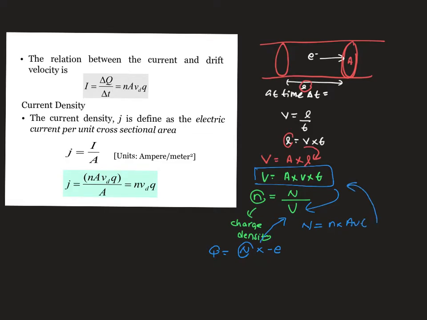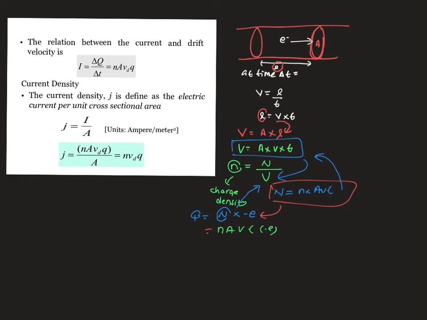Okay, so you are going to insert all this into this formula, which means that you are going to get nAvt with the electron here. Okay, so now we are going to find the relationship of total charge with the current, which I mentioned before. The formula is going to be: current equals charge per unit time. Okay, so we are going to insert into this formula.